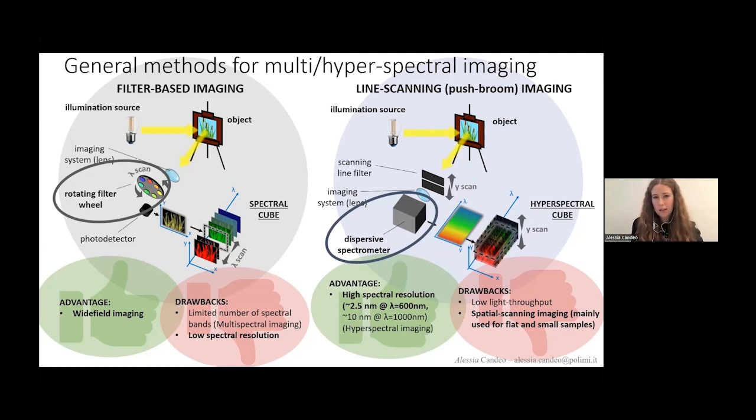This technique has a higher spectral resolution. We're talking about 2.5 nanometers at 600 nanometer wavelength. But the problem here is that the light throughput is quite low because we have a spatial filter, the line filter, in fact. And also it is a scanning method. So it is quite useful, of course, but mainly for flat and small samples.